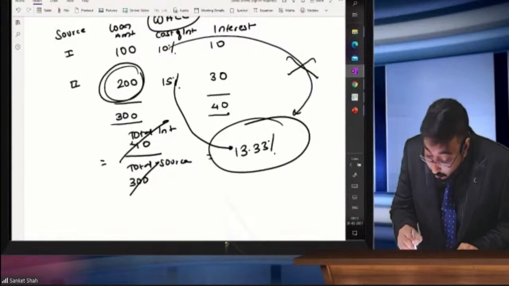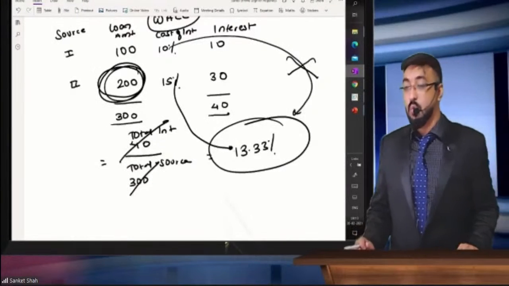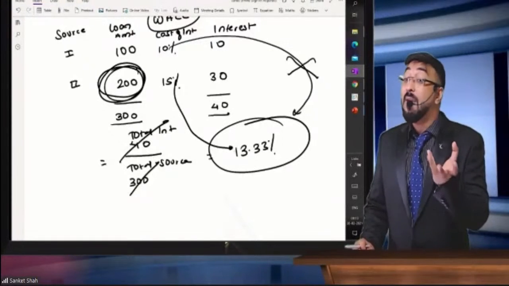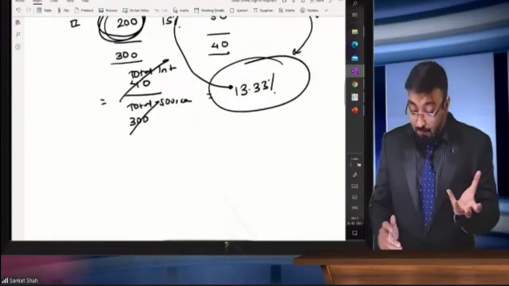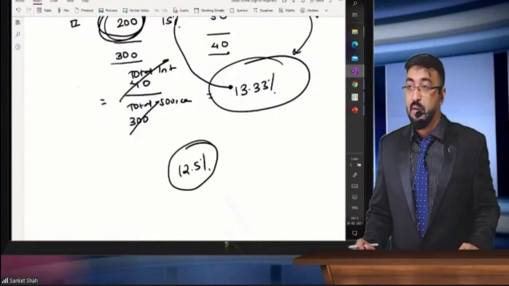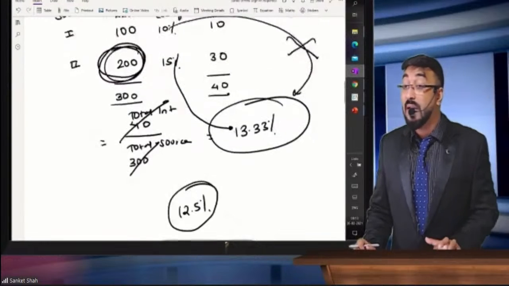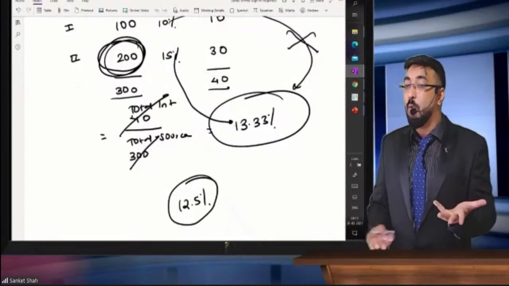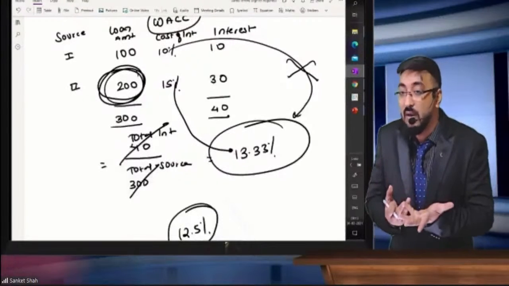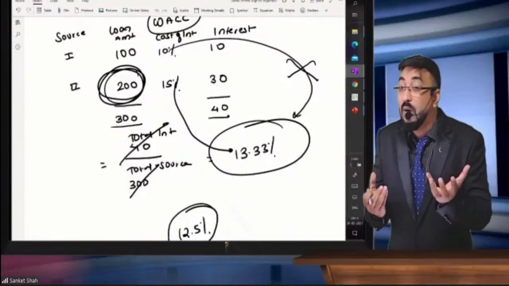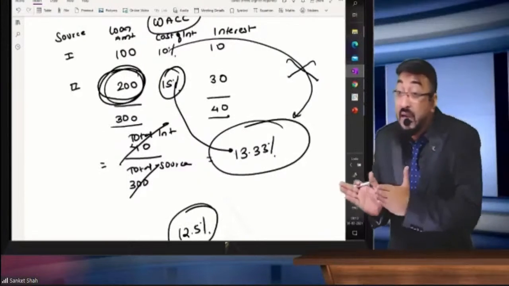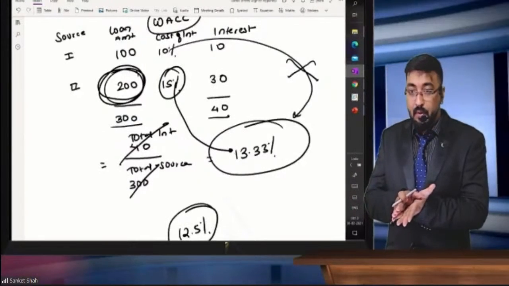Now you can see the weight is towards 15% and not towards 10%, because higher weight is in source 2. You are borrowing 200 rupees. If it is a simple average, your answer will be 12.5%. But you are getting an answer more than 12.5 because your weight is towards 200 rupees, and for 200, the cost is 15%.